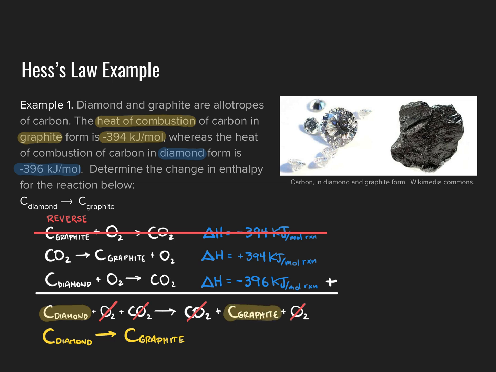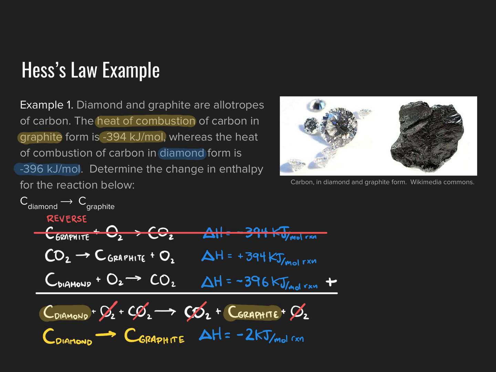And as we discussed on our previous slide, the sum of the individual enthalpy changes of the steps of the reaction should equal the overall enthalpy change associated with the reaction as a whole. So I can simply add together then the enthalpy change of negative 396 kilojoules per mole from the combustion of the diamond, plus the positive 394 kilojoules per mole from the decomposition of the carbon dioxide gas, yielding an overall enthalpy change of minus 2 kilojoules per mole of reaction for turning diamond into graphite.